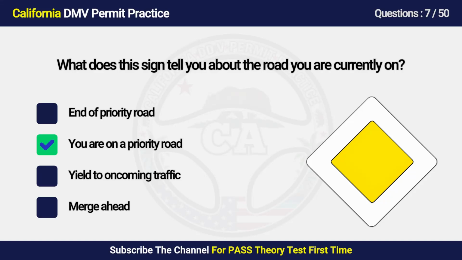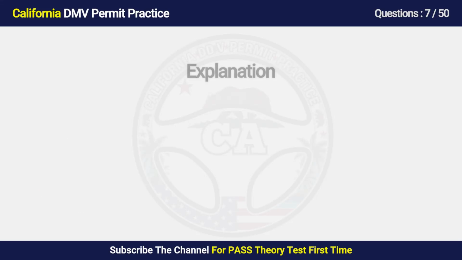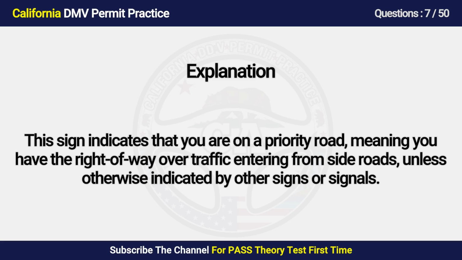Answer is B. You are on a priority road. This sign indicates that you are on a priority road, meaning you have the right of way over traffic entering from side roads, unless otherwise directed by other signs or signals.